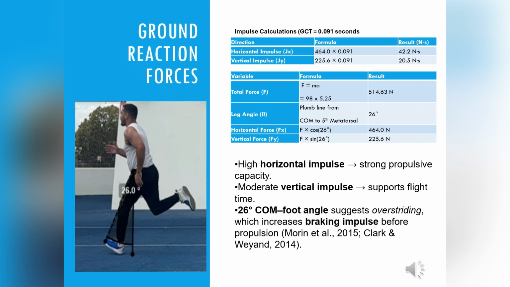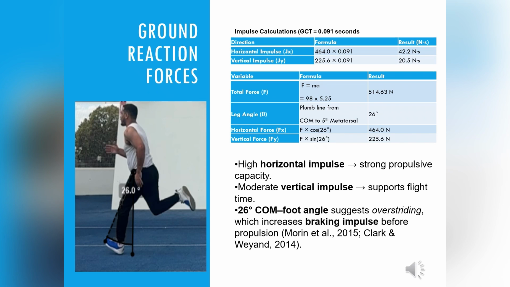The ground reaction force of the runner was 514.63 newtons. The ground reaction force was also used to determine the horizontal and vertical ground reaction force components and their impulses. The horizontal ground reaction force was measured at 464 newtons, and the vertical ground reaction force was measured to be 225.6 newtons, with a ground contact time of 0.09 seconds.